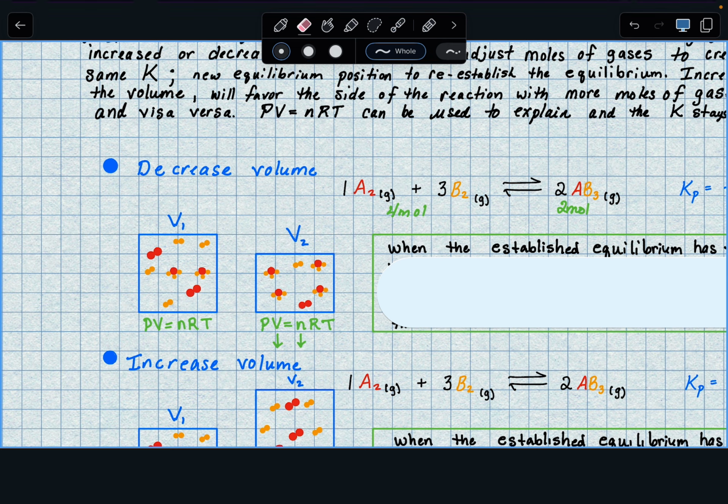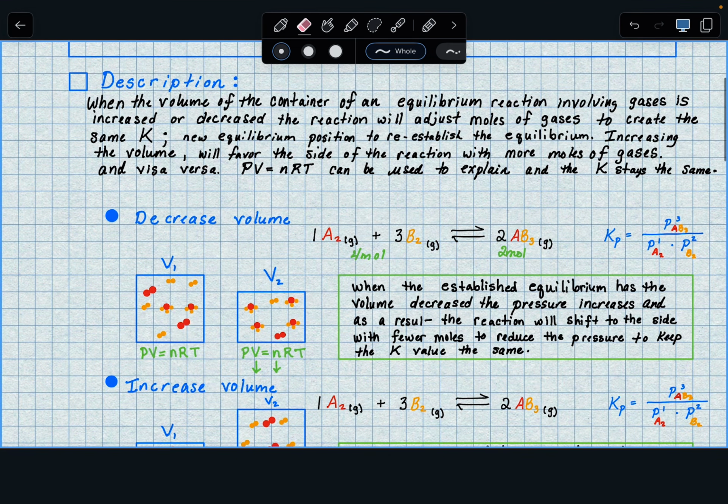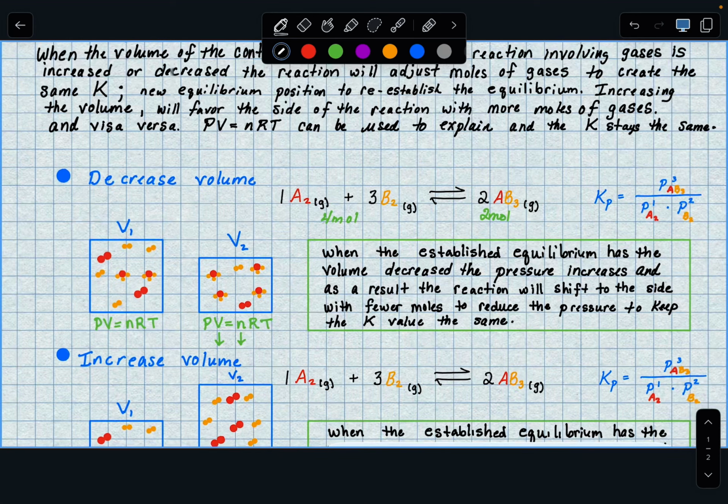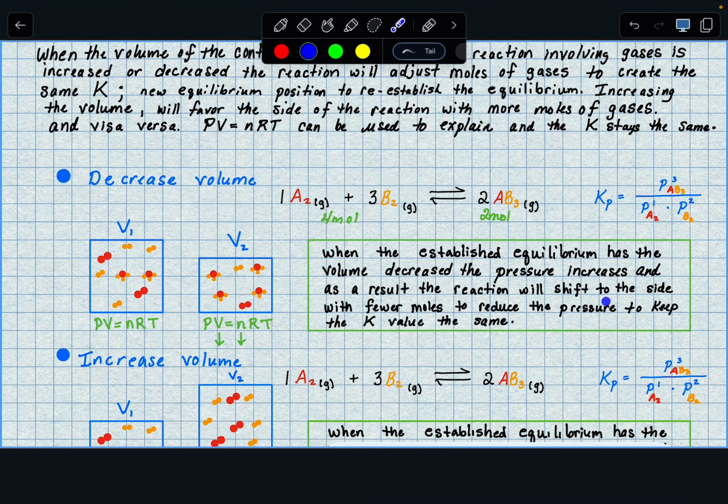All right, so here's a summary that I have pre-written: when we have an established equilibrium with gases and the volume is decreased, the pressure will momentarily increase, and as a result, we will have a shift to the side with fewer moles. I'm just going to zoom in, I lost my T on this one. So you have to look at your reaction. In this case, that's our product side, to keep the pressure value adjusted so that our K value will stay the same. All right, so let's look at another example, and I probably won't count the particles quite as much.